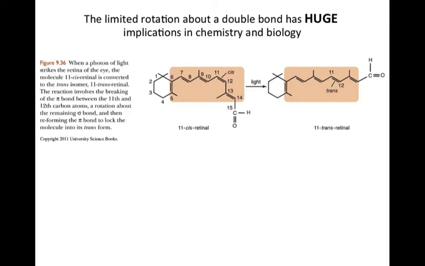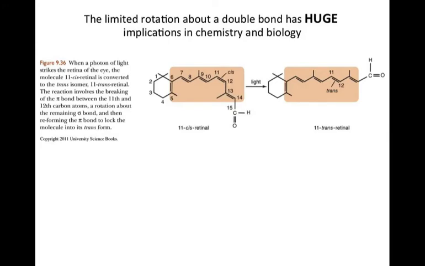So this limited rotation around a double bond has huge implications all through chemistry and biology. You see, because of this, in this molecule called retinal, which is in the retina of your eye and helps you see, you have a double bond in here. And if that double bond is cis, then this molecule has one shape. And if this double bond is trans, then this molecule will have another shape. And this molecule absorbs light.